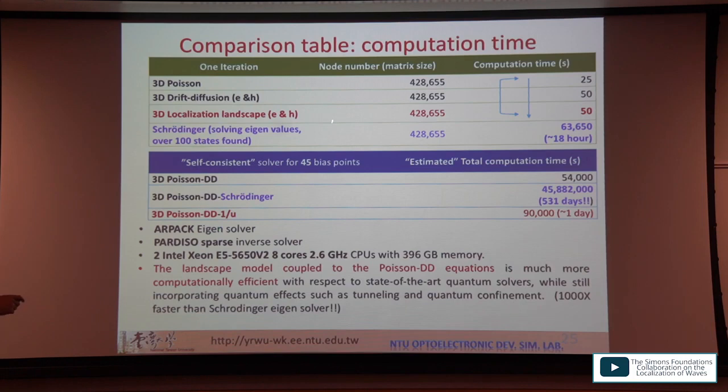And we want to solve IV, so we have 45 bias points. With this Poisson drift diffusion, we can solve it in 1 day. And we calculate that if we use Poisson Schrödinger, it's more than 1 year. So it's a significant improvement over the traditional Poisson DD Schrödinger solver. It's just a very common server with a CPU and memory of around 20 gigabytes, so it's affordable in your lab to do this.